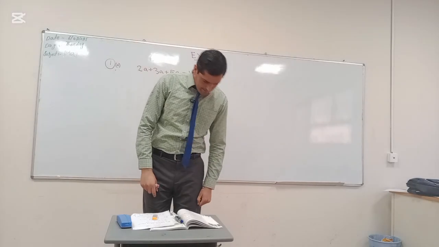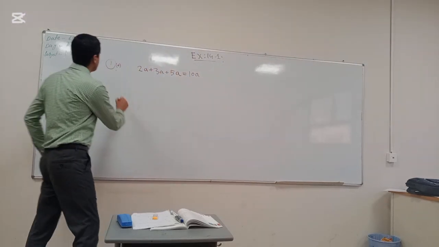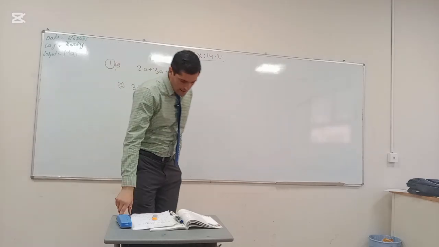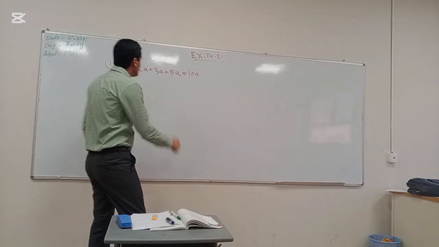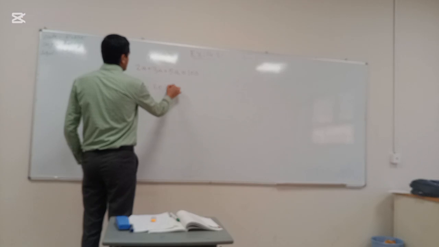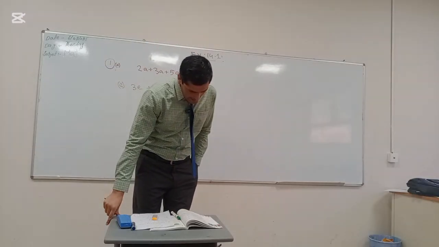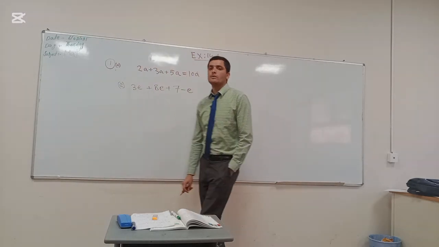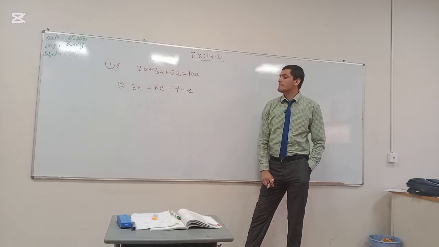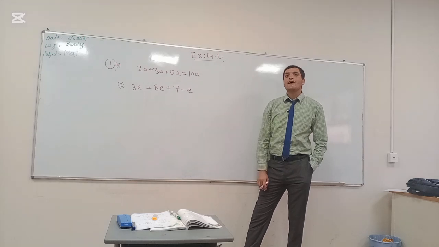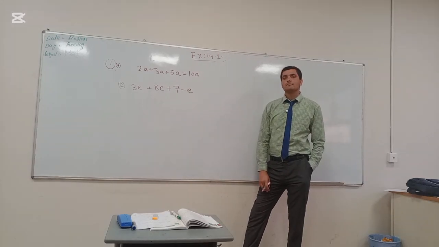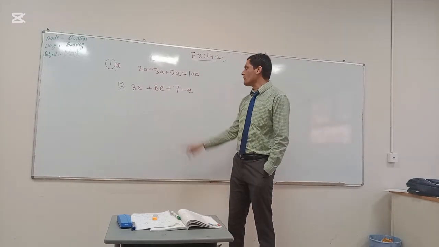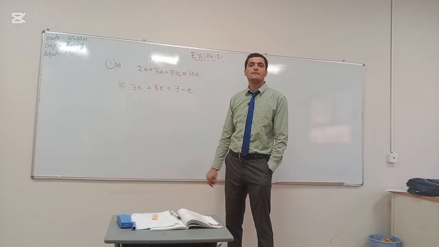Let me do part E. 3e plus 8e plus 7 and minus e. Abdullah, tell me how to simplify this. What are like terms in this? 3e and 8e. These are two like terms. And what about e? Is it a like term or not?